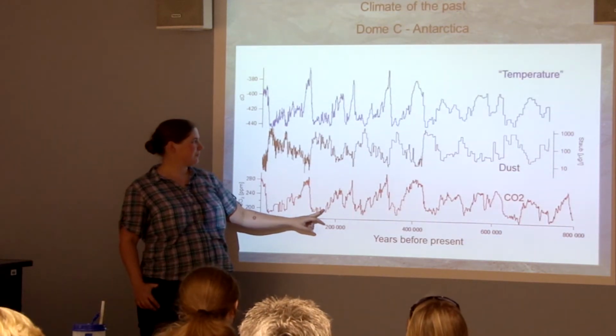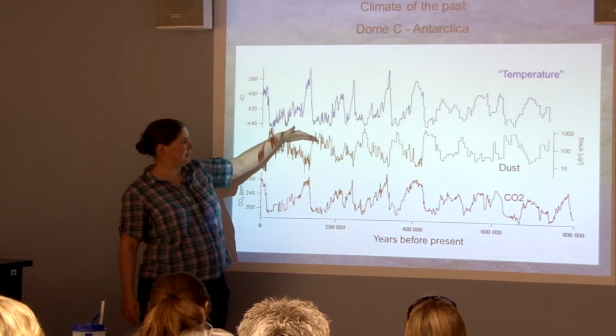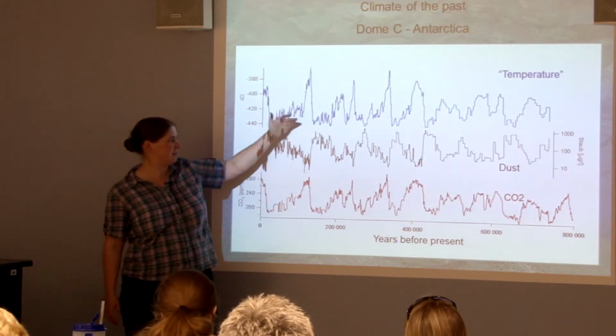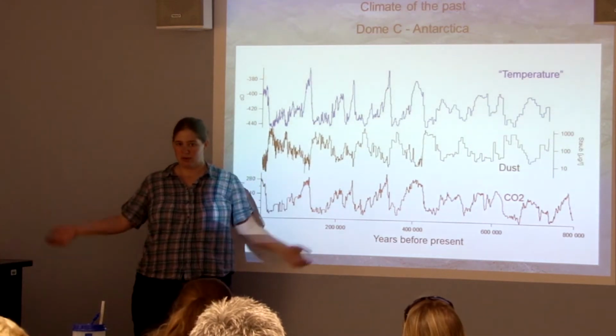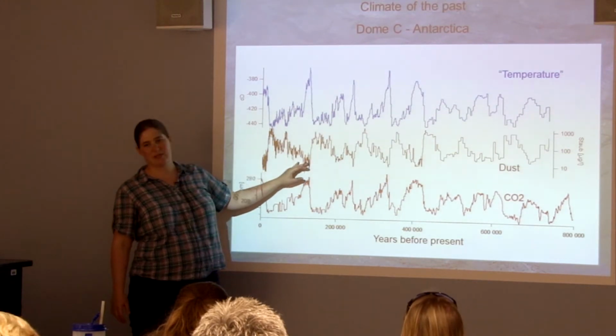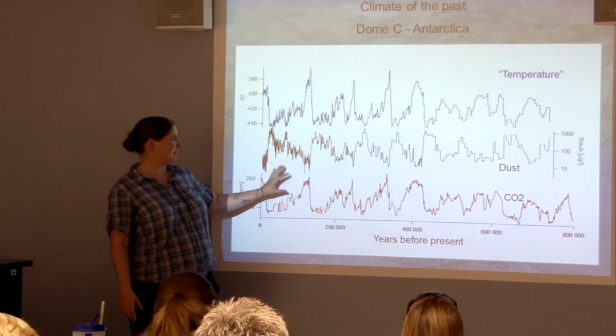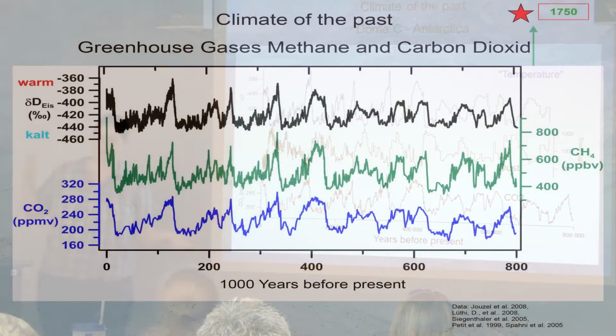And the dust was the other way around. When it was cold, we have high dust concentrations. So it was drier, the sea level was lower, we had more land exposed, it was windier. And if it was warm, we have less dust. So then having those curves, we sit in front of it, and then we do our interpretation of it.